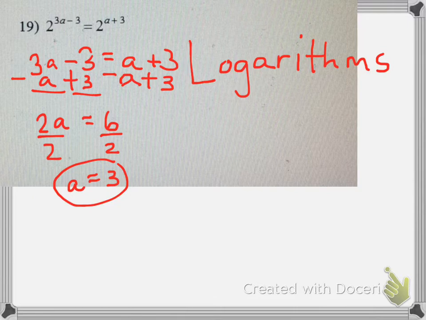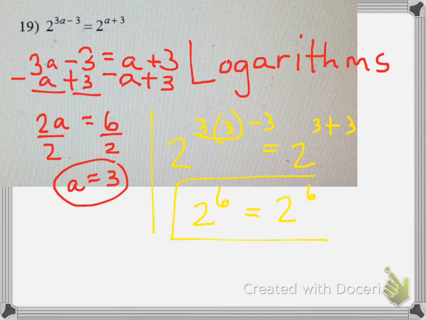Look at this. You say a is 3. Okay, let's see. 2 to the 3 times 3 minus 3 equals 2 to the 3 plus 3. So 9 take away 3 is 2 to the 6th power, and 3 plus 3 is 2 to the 6th power, and those are equal to each other.